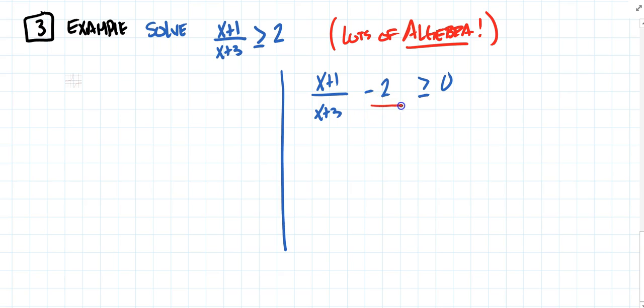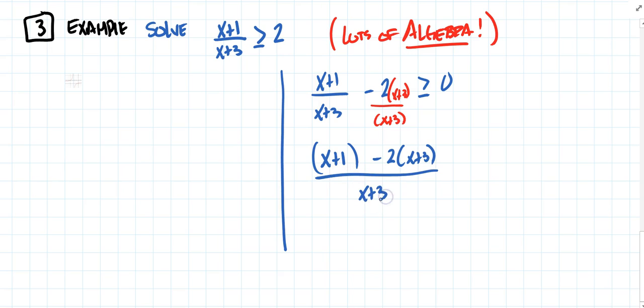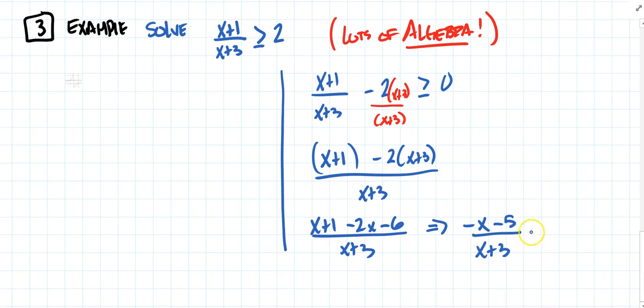Then I need to add these two fractions together, so I multiply by the common denominator of (x + 3)/(x + 3). We'd have x + 1 minus 2 times (x + 3), all divided by x + 3. So let's keep doing some algebra, as you guys like to say. x + 1 - 2x - 6 over x + 3. This gives me x - 2x, negative x, and 1 - 6 is negative 5, all divided by x + 3. And now this is greater than or equal to 0.